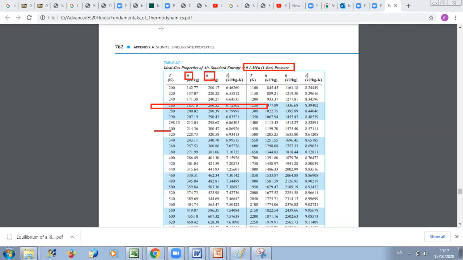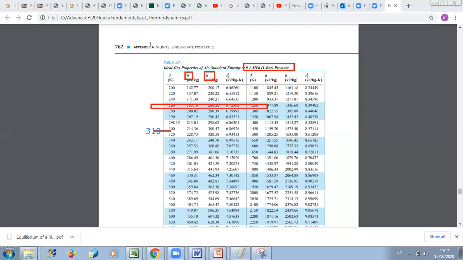If I want to find the properties at 310, I will do an interpolation. For 310, in general, we assume linear variation and we do linear interpolation. So here it's clear that it is in the middle. So I will say that U for 310 is equal to the average of these two values.